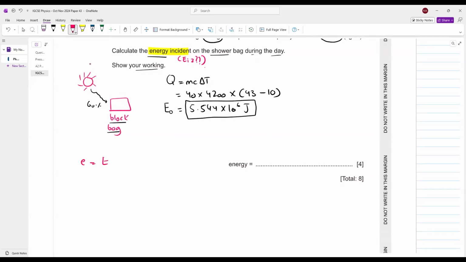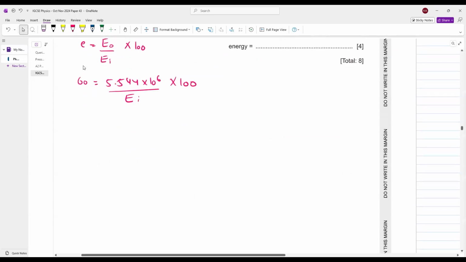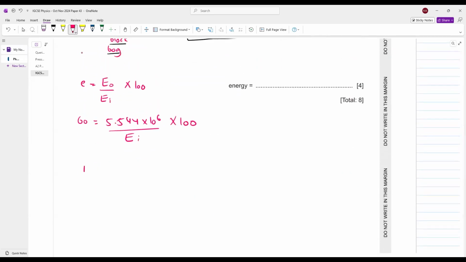Efficiency is equal to energy output divided by energy input into 100. What is your efficiency? 60%. What is the output? 5.544 times 10 to the power of 6 divided by energy input multiplied by 100. Can you calculate the energy input? Surely. Take energy input to the left side. Energy input is equal to 5.544 times 10 to the power of 6 into 100 divided by 60.